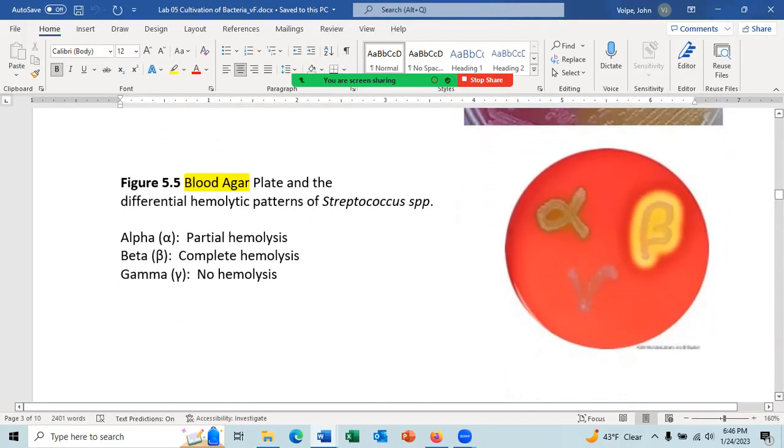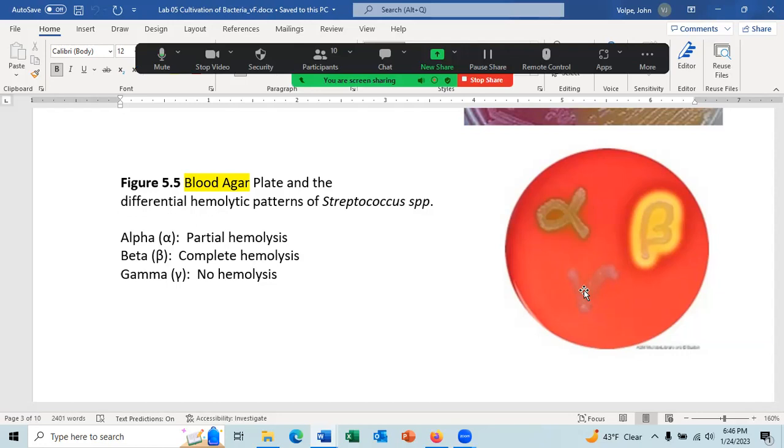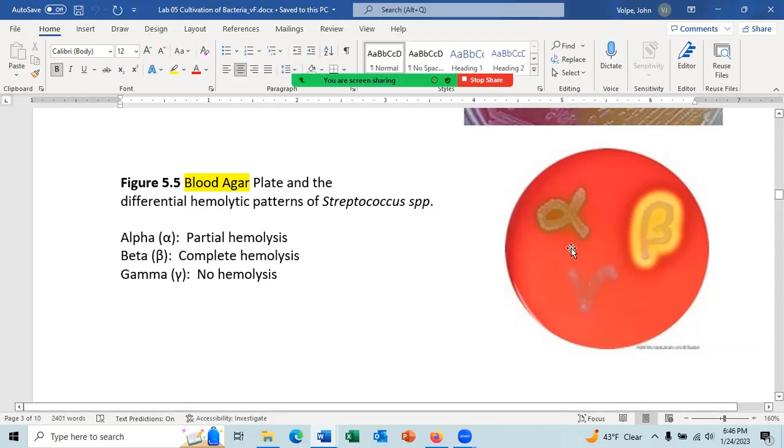Another one is blood agar, which is both an enriched media and a differential media. It's enriched in that organisms which are fastidious cannot grow on general purpose media. Some of them can grow on blood agar. For example, Streptococcus pyogenes, which causes strep throat, can grow on blood agar, but cannot grow on a general purpose media. Streptococcus pyogenes needs something in the blood in order to grow.